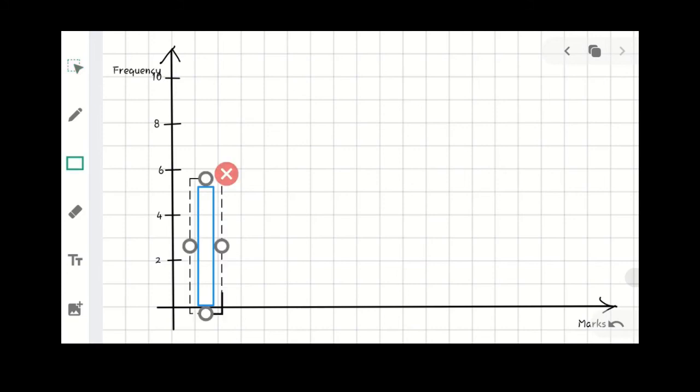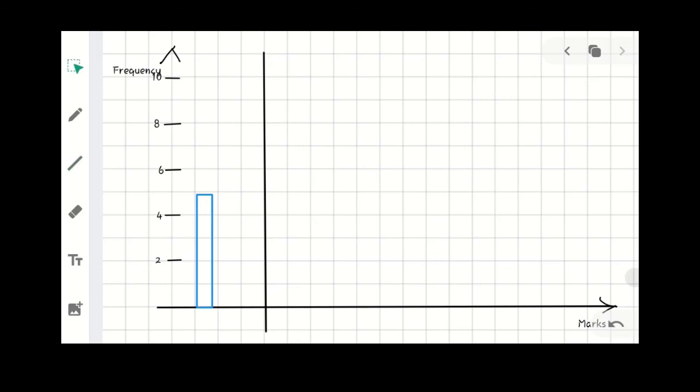Let's reduce the shape, then bring it down. Yeah, I think this is okay.